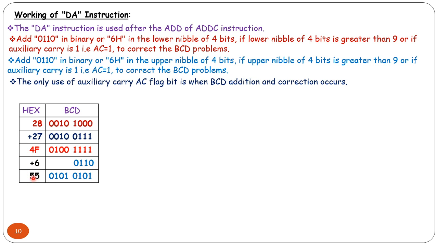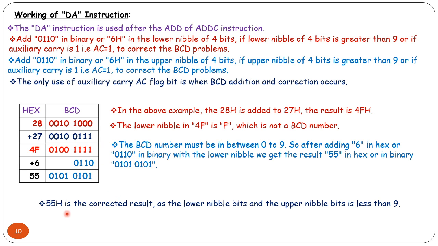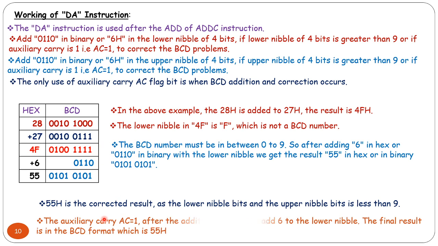Suppose we execute this with 28 and 27. So this is the decimal number 28 and this is the decimal number 27. The answer will be 55, and in this way we get the answer 55 in the accumulator. This is the addition of two BCD numbers, and the correct answer is 55H. Therefore this is the use of the DA instruction.